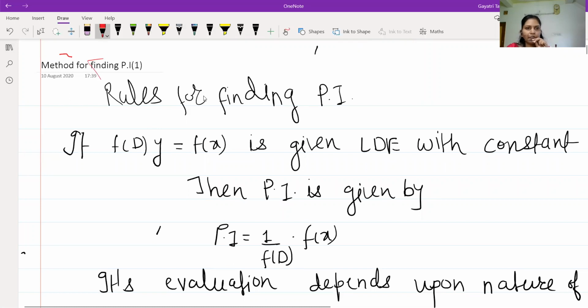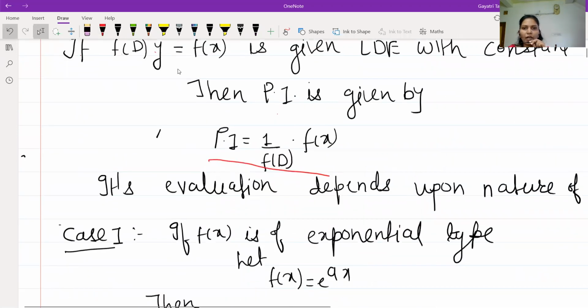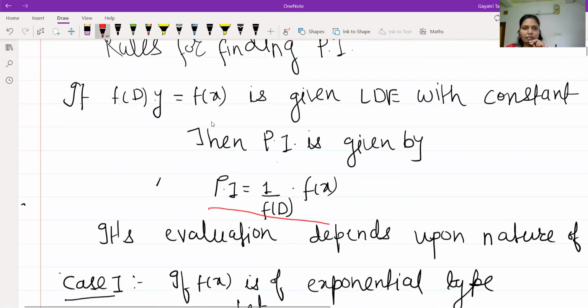If f of D y is equal to f of x, we know that this is the second form of LDE with constant coefficients. Its PI is given by the formula PI equals 1 upon f of D into f of x. What is this f of x? The f of x is the function which is present on the right hand side. So this PI will depend on this f of x.